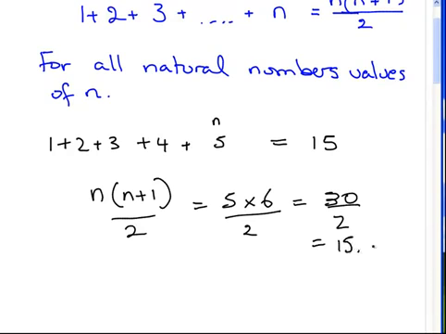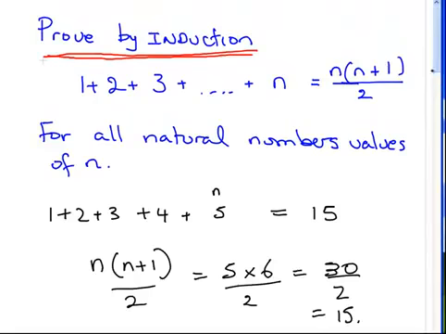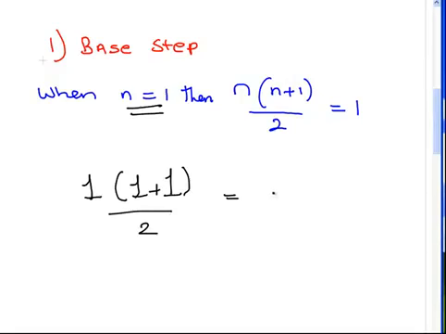But what we want to do is prove it by induction. The job here is to prove that by induction for all natural number values of n. There's a couple of steps we have to do. First off, the base step. This is a very simple idea. When n is equal to 1, show that n times n plus 1 over 2 is equal to 1. That's very straightforward. 1 times 1 plus 1 over 2 is 1 times 2 over 2, that's equal to 1.